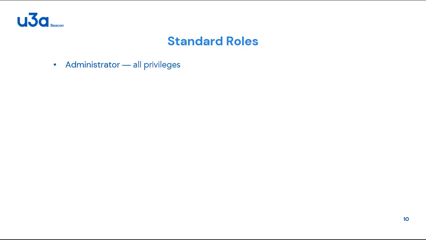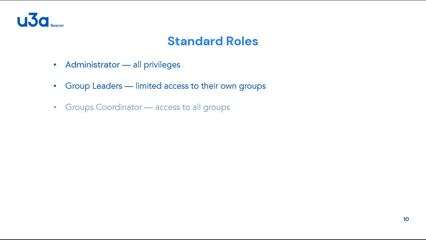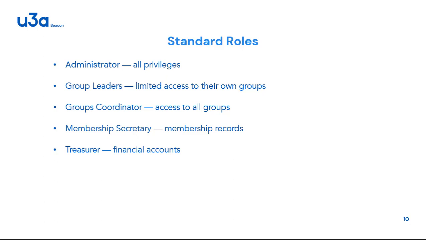Still, it's a good idea to entrust this role to at least one other person in case the main system administrator is unavailable for any reason. Group leaders get very limited access to their own groups, allowing them to add or remove members from their group and send emails to their members. Groups coordinator gets access to all groups and can create new ones. Membership secretary has access to all member records, with the ability to create new members, renew their membership, and lapse them. Treasurer has full access to the U3A's financial accounts stored in Beacon.